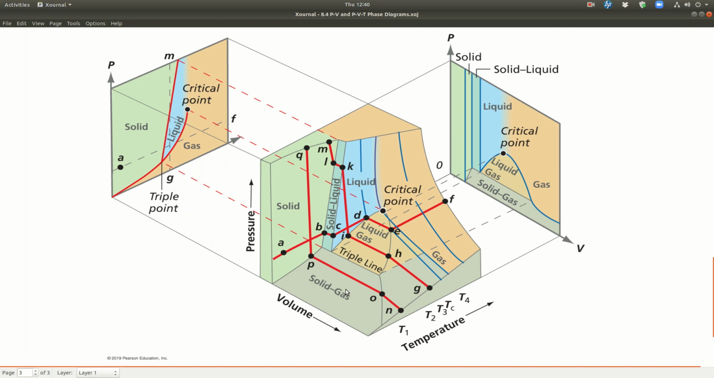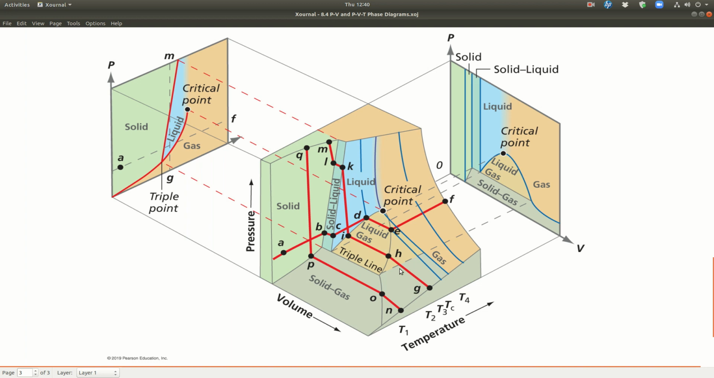If we do the same process for, let's see, if we follow G, H, I, K, L, M, okay, this is at the same temperature. We're decreasing the volume. So we go here. So we're increasing the pressure.